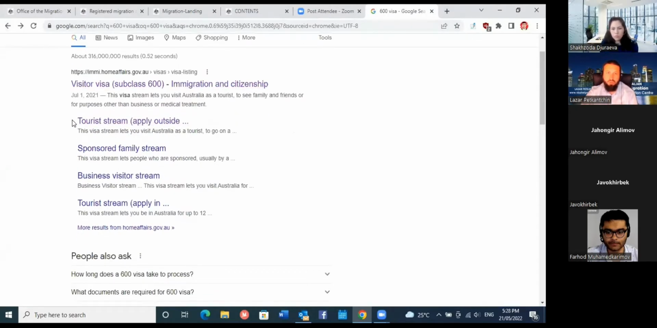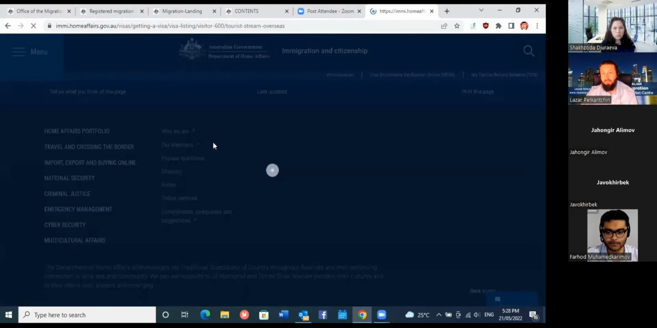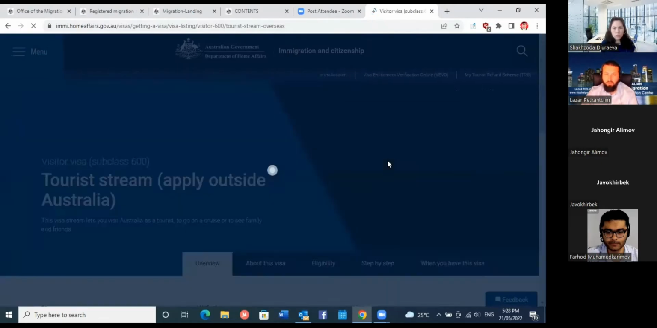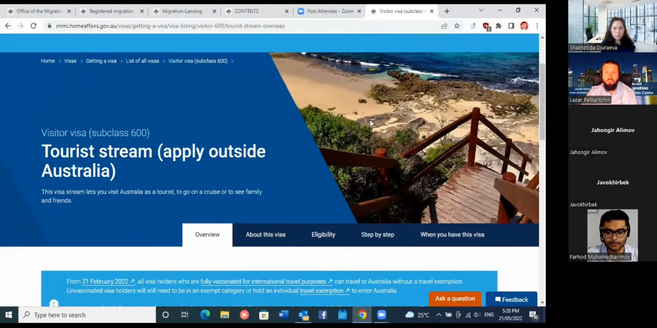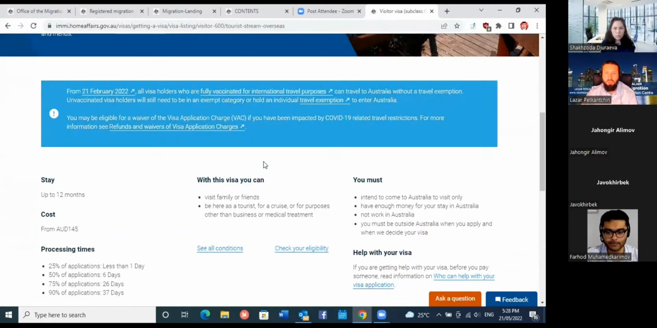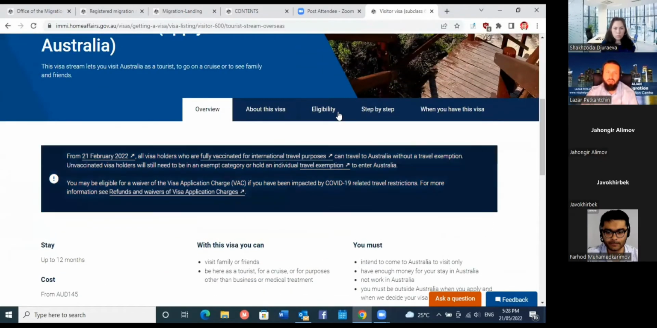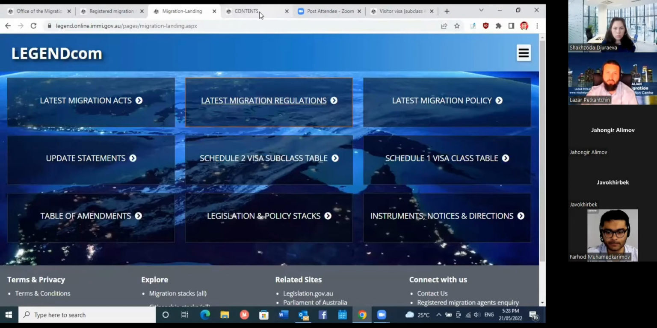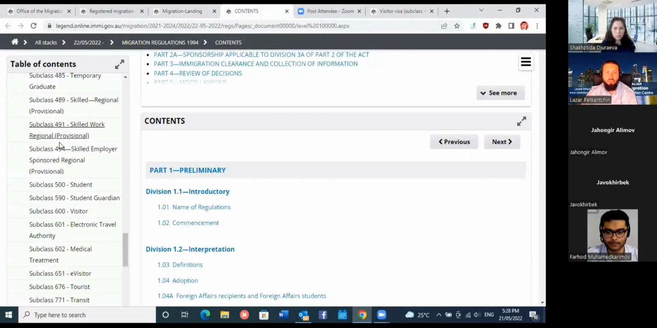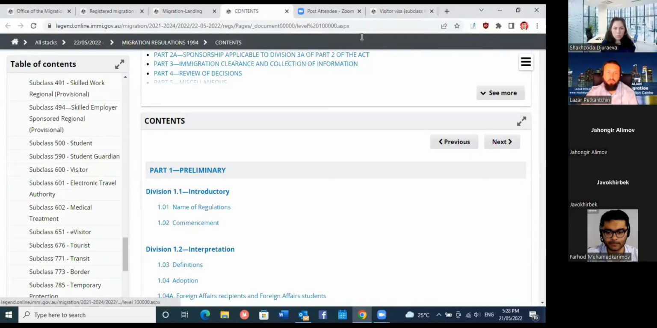If you have a look at this, you have 1, 2, 3, 4 streams over here. And on top of that, there's other tourist visas as well. So it really depends on a person's situation. And you have basic information about this visa here. Now, it's not as detailed as the legislation, as this information here. However, it can give you a little bit of a guide as to what visa might be applicable to you.